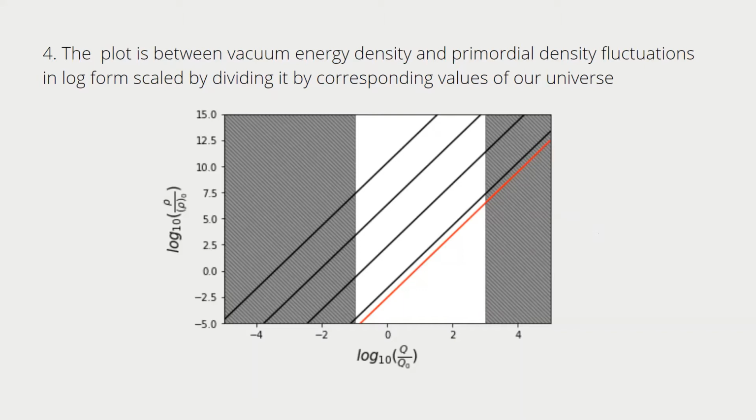And the shaded regions are the forbidden regions because of the large and small values of Q, the primordial density fluctuation. Large values of Q are ruled out because it would overproduce black holes, the right hand side of the figure, and the left hand side for the smaller values of Q, because for smaller values of Q, the gas or the galaxies would be too rarefied to cool and condense into stars.